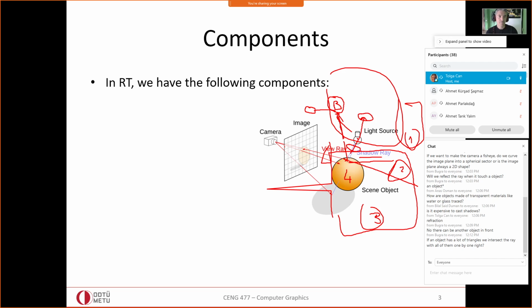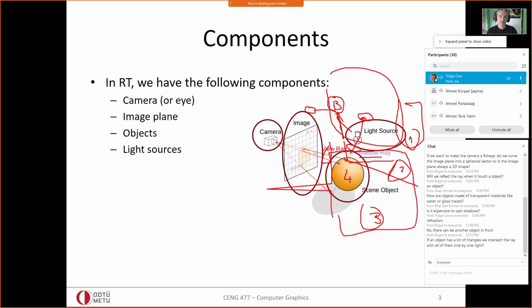So let's continue with the first question. How do we generate a ray for a given pixel? All right, let's continue. So this is the camera. I talked about the camera, objects, light sources, and lots of rays.